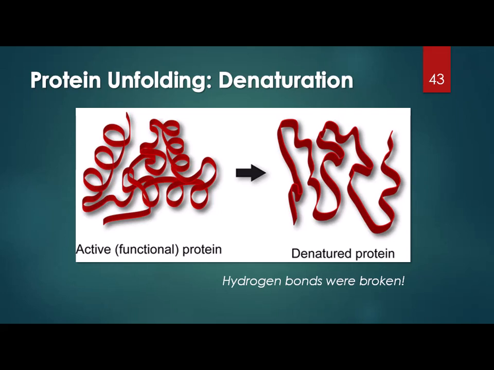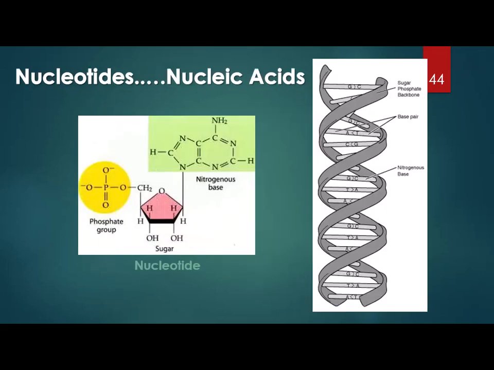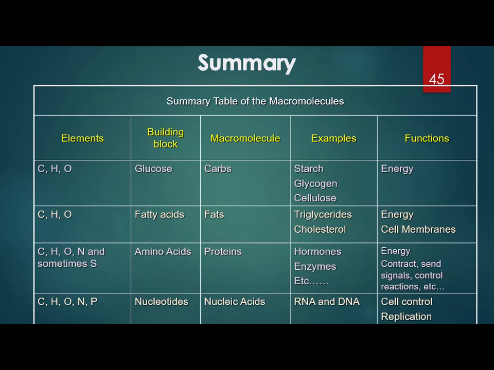Last, DNA and RNA are made up of nucleotides, A's, G's, C's, and T's, and we'll talk about this more when we get to goal 3, but nucleotides make up nucleic acids, and this is a picture of DNA on the right. But DNA and RNA, both important molecules for passing on genetic information and gene expression, are made up of the building blocks nucleotides. So in summary, the building blocks, glucose, fatty acids, amino acids, and nucleotides, make up the macromolecules, carbs, fats, proteins, and nucleic acids, respectively, and they do stuff for us.